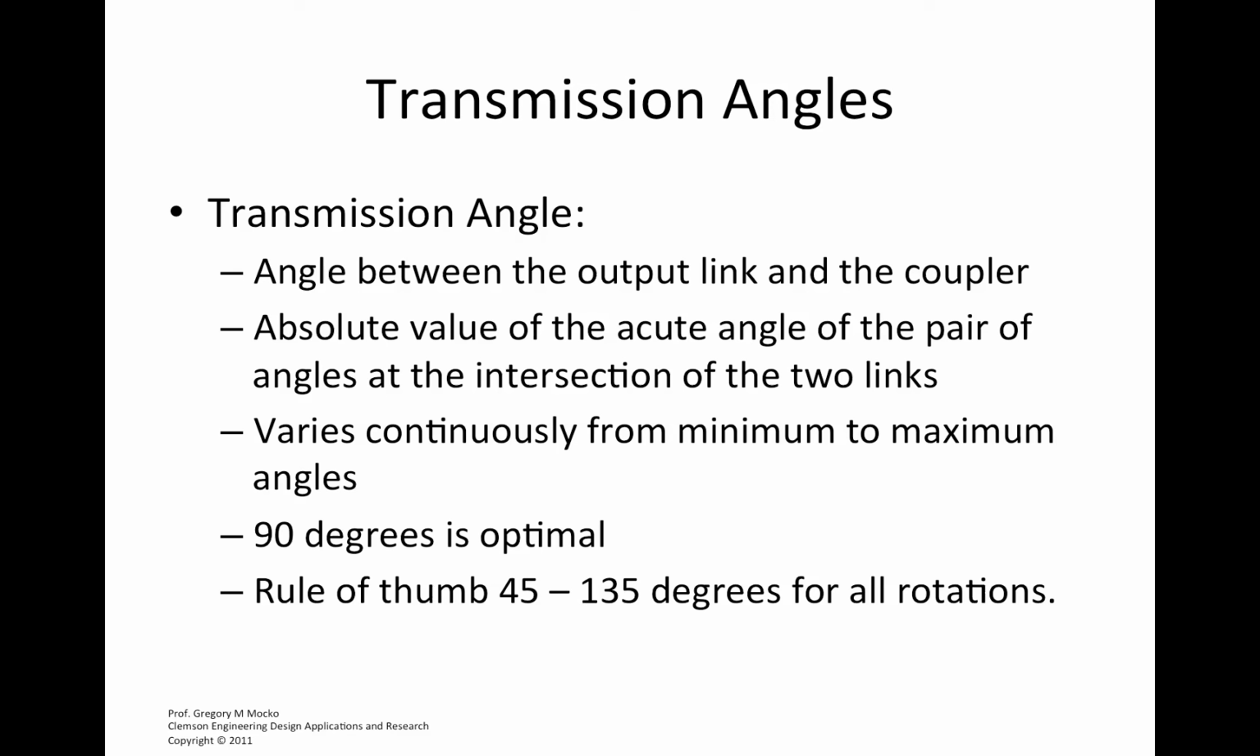One measure of goodness of a mechanism is transmission angle. Transmission angle is defined as the angle between the output link and the coupler. More specifically, it's the absolute value of the acute angle of the intersection of those two links. It varies over the range of motion of a linkage.